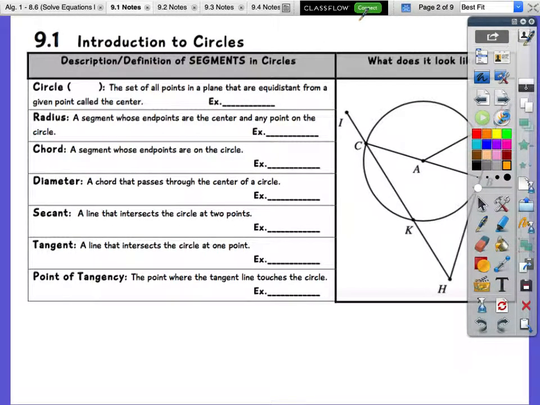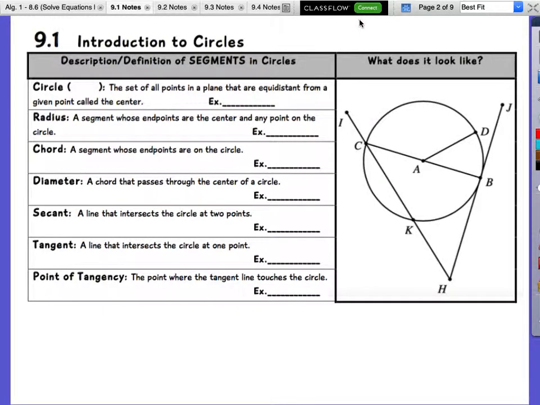So first of all, we need to talk about some parts of a circle and what they are in order to continue talking. So we need to go over some vocab. The beginning of chapters are always pretty vocab heavy. We have to set up the definitions that we're going to be working with. So our first one is circle.